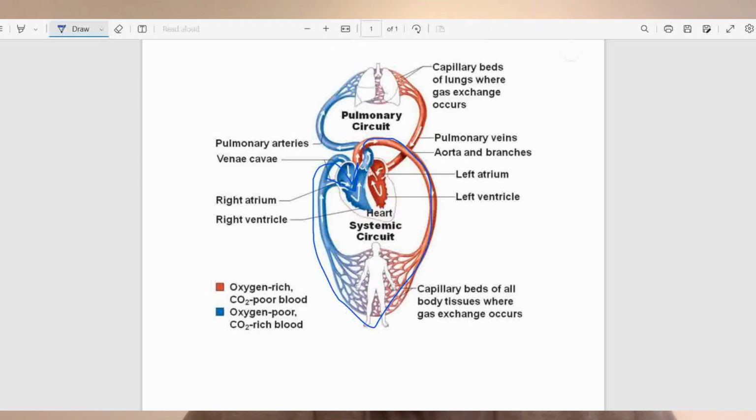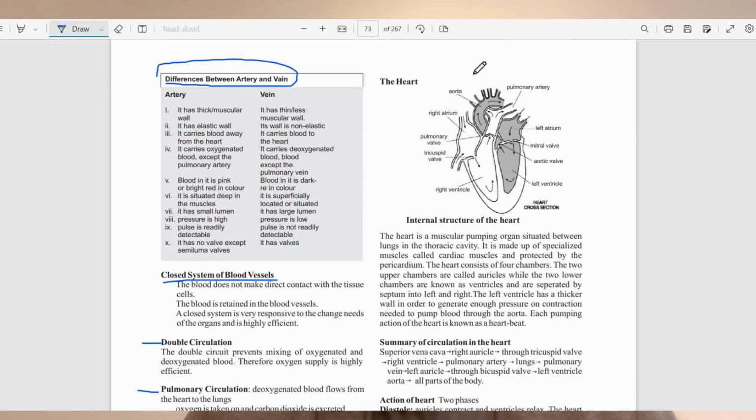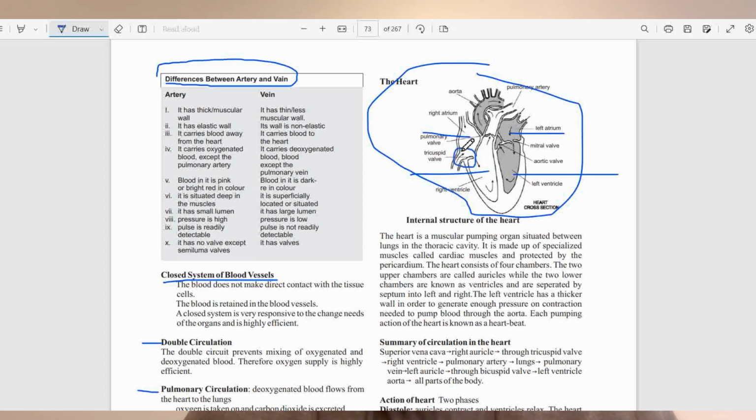Let's look at the heart, which is another component of the circulatory system. In the heart, you have the auricle and the ventricle to your right, and you also have the auricle and the ventricle to your left. Between the auricle and the ventricle on the right side, there is a valve called the tricuspid valve, and the same on the left, but here it is called the mitral valve or the bicuspid valve.